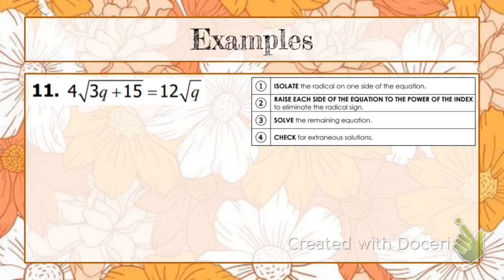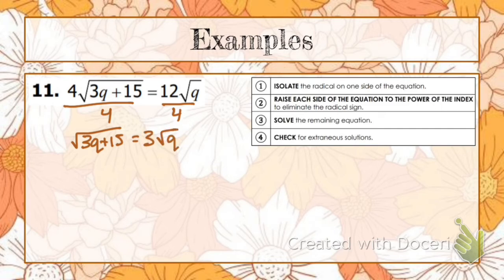All right, I've got number 11, and then I've got one more for you, and then I'm going to let you go. So in this one, I thought it was important to show you a problem where you can't get rid of all of the coefficients. So if you look here, we can divide both sides by 4, and that's going to give us the square root of 3q plus 15 equals 3 square root of q, but we still have this 3 left. Well, as long as it is multiplication, we are going to be able to go ahead and square both sides, and I'm going to show you what that does. So on the left side, we're just going to get what's under the radical like usual.